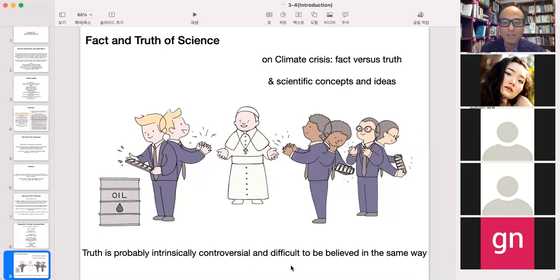So truth is probably intrinsically controversial and difficult to be believed in the same way. So don't fight against other persons with the truth. Truth is like that. The only way we argue with a different truth is to use principle or a scientific way, scientific directionalities, to discuss between the persons who have a different truth. Don't waste the time, don't waste your energy. Those who have a different opinion, a different truth, from a different belief, never agree with you. Okay. Please don't waste your energy.